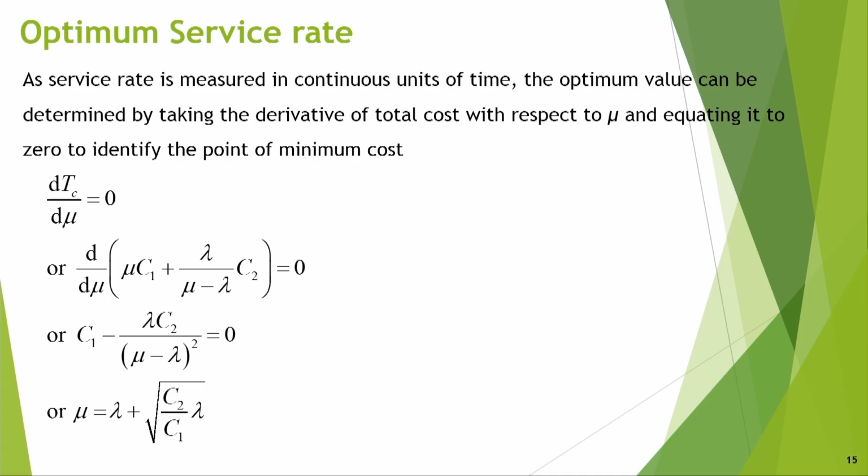So, you can say dTC by d mu is equal to 0, or I can put d by d mu of the complete expression in the bracket, mu C1 plus lambda divided by mu minus lambda into C2, is equal to 0. If you differentiate mu C1 with respect to mu, you get C1, and if you differentiate lambda divided by mu minus lambda with respect to mu, you get minus lambda C2 by (mu minus lambda) square, equal to 0. Therefore, by solving this you get mu is equal to lambda plus square root of C2 by C1 into lambda. So, this is the optimum service rate which will balance both things.